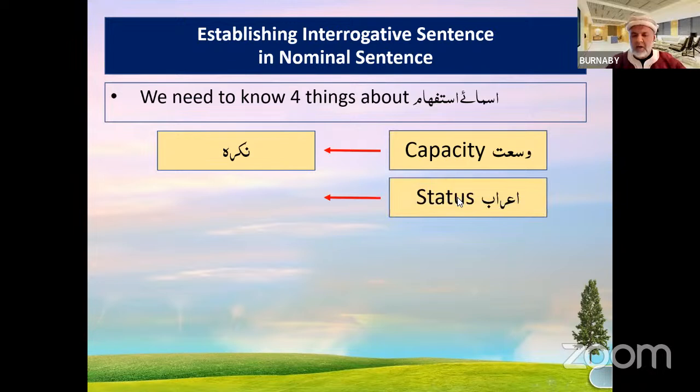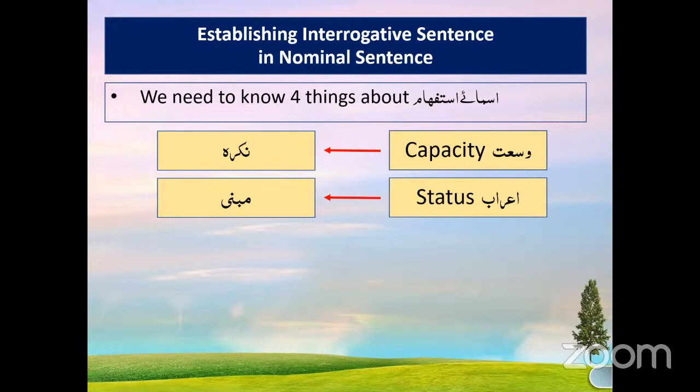From the I'rab status, they are mabni. Okay. Now, we have not learned mabni in a lot of detail, but we know a very high level definition: that mabni are the ones which do not change. For example, if I say Musa, Musa, Musa.